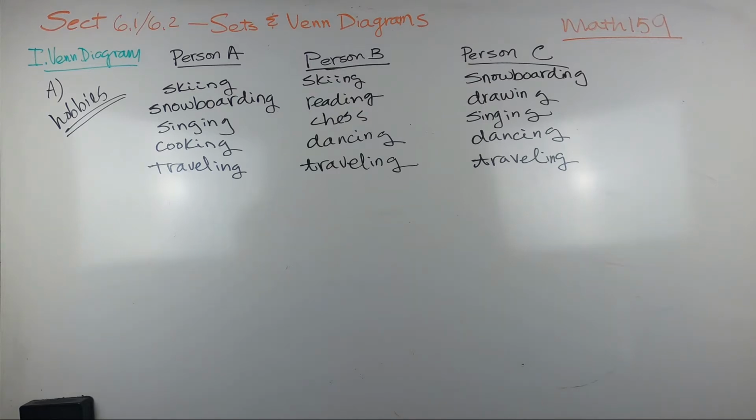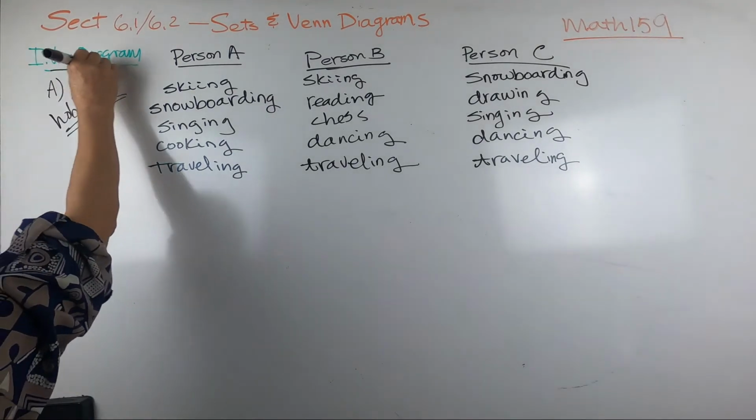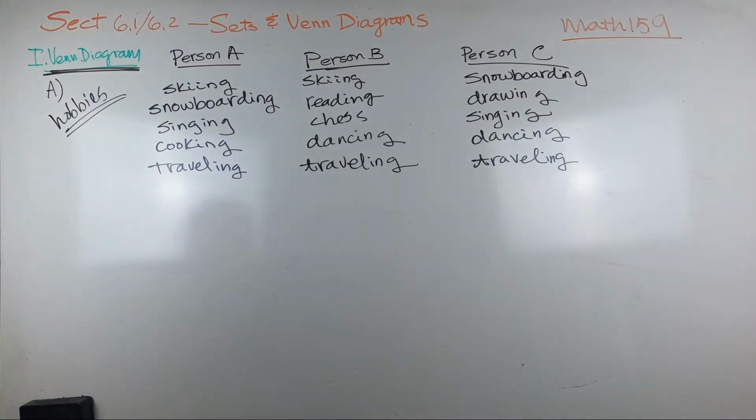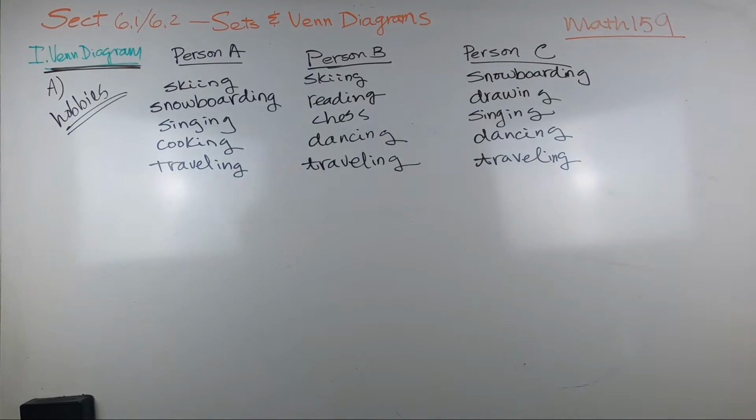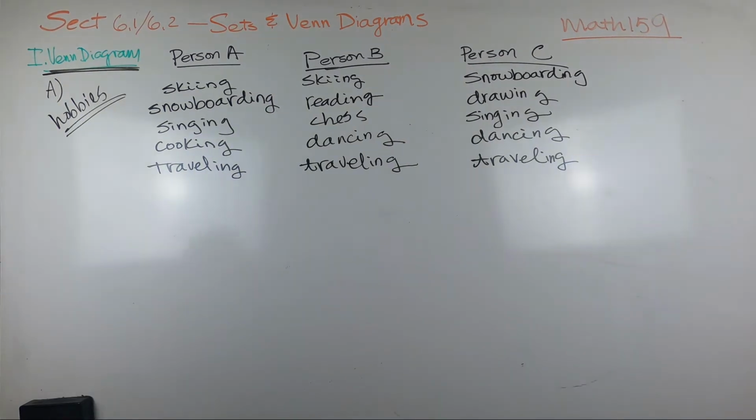We use Venn diagrams to show and visualize concepts. Let's see how we are going to do that. Let's see some examples first and see what we mean by that. The Venn diagram helps us visualize what's happening.